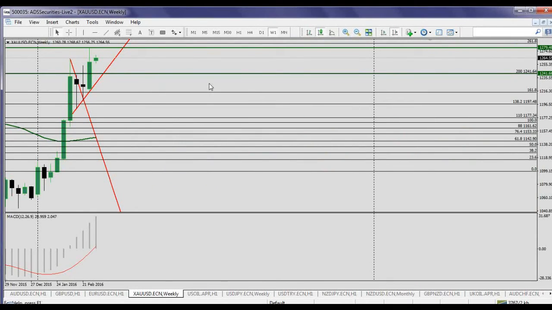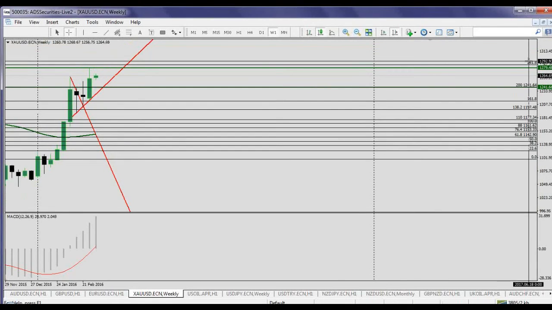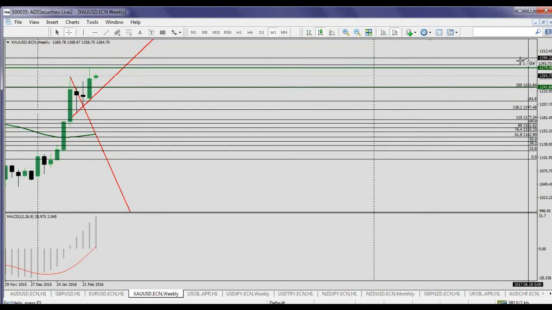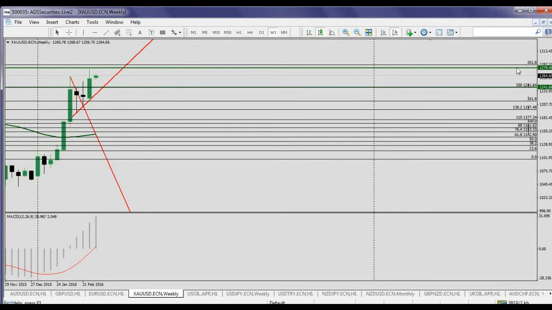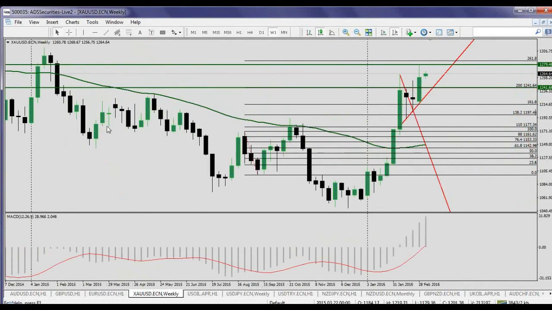Our targets basically were hit mostly, because if you remember last week we set two main targets. First one was at 1279, the second one was at 1300 level. So the first one has hit, but we are still lacking the second target. Nonetheless, let's see what we can really expect for gold for this coming week.